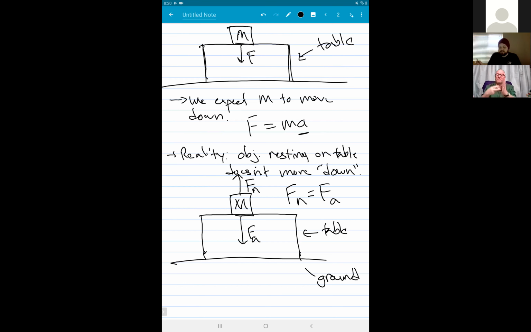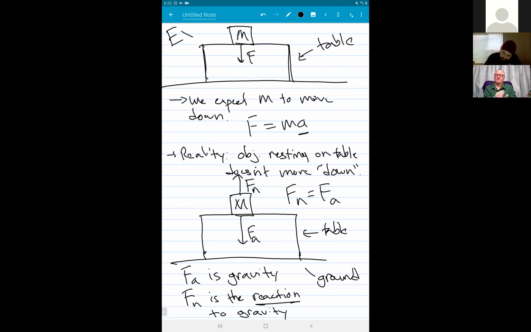And this is just an example of the action-reaction pair, right? So force of gravity goes down. This FA is gravity. And then Fn is the reaction to gravity. This all here has just been an example. All right. So that's just Newton's third law.